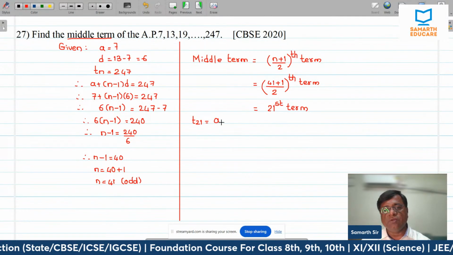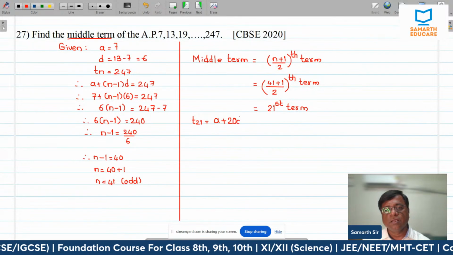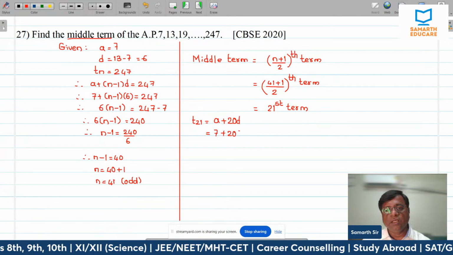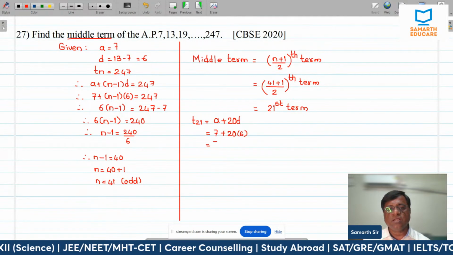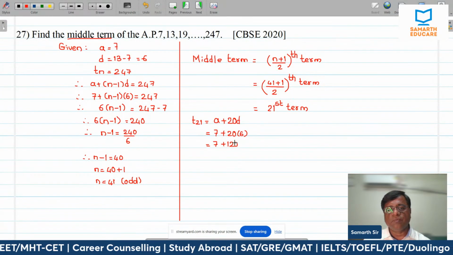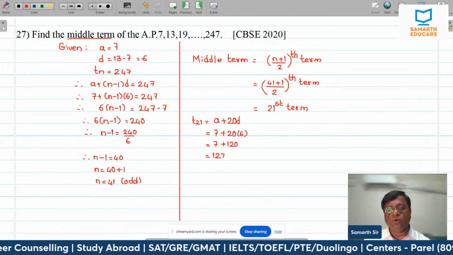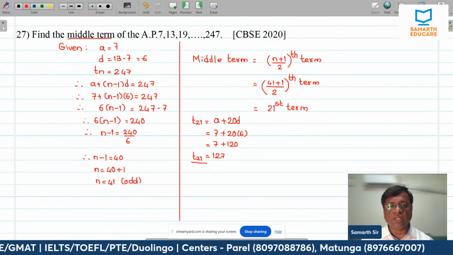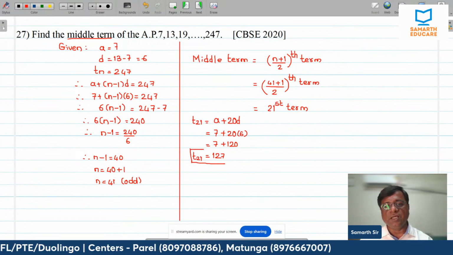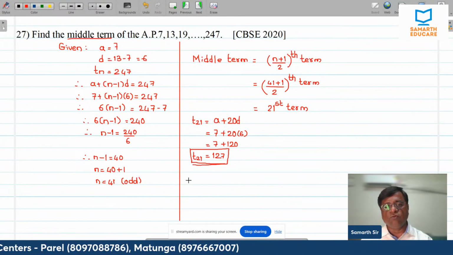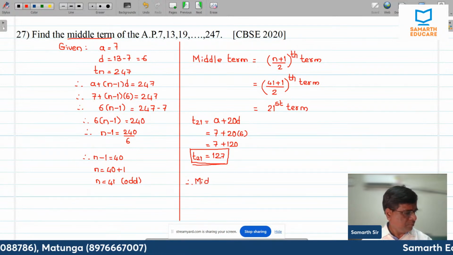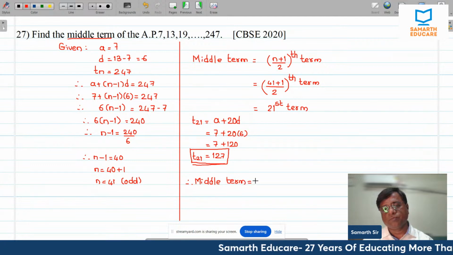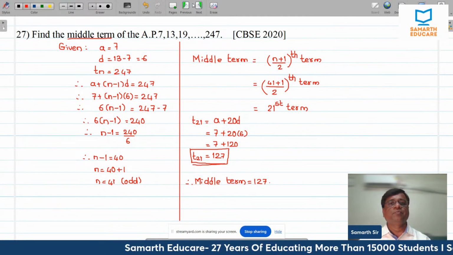How will I find out T21? It is a plus 20d, right? I have the value of a as 7, 20, and d is 6. So 7 plus 120, and that is equal to 127. So my T21 is 127, and this is my middle term that was asked. Therefore the middle term is equal to 127.